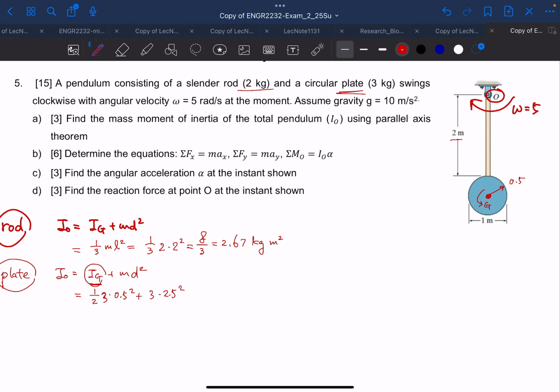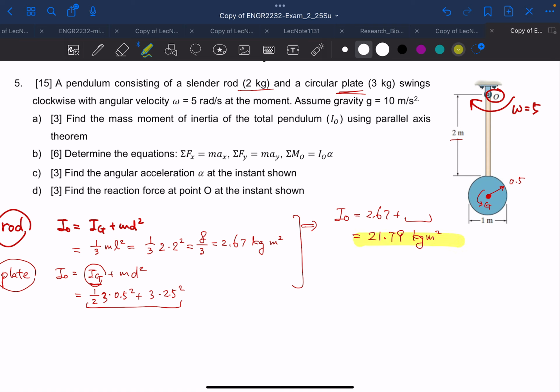And so if we add these together, IO is going to be 2.67 plus this value, which should give us something like 21.79 kilogram meter squared. That would be the total pendulum IO. This is exactly the same as what we tried in class.